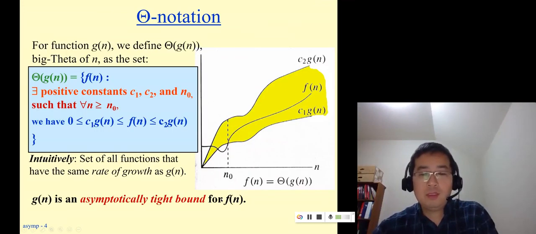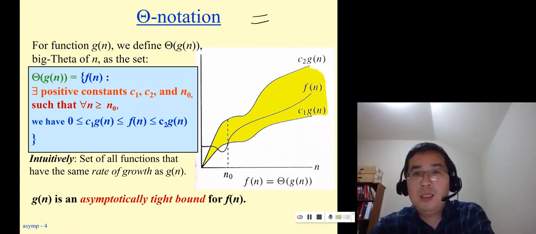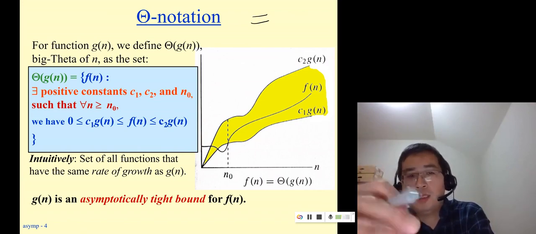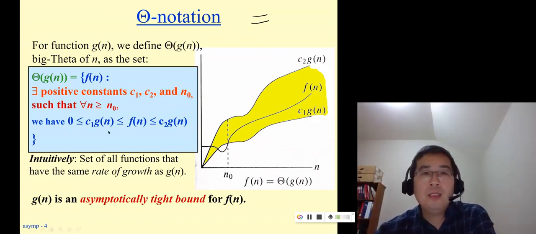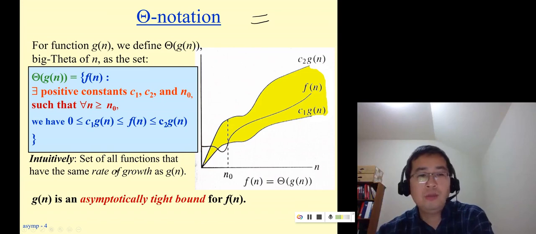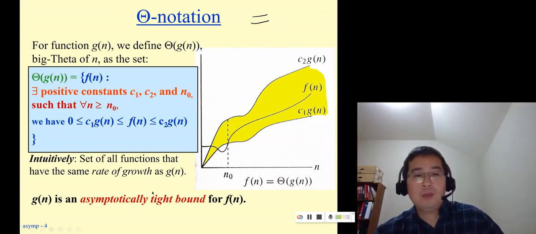Okay, let's look at the first one, the theta. Theta seems like the easiest one because it's like equal. Equal means they have the same complexity, exactly the same, not too big and not too small. So they are the same. Okay, so we define this one. We give a definition in this rectangle and show the example on the figure on the graph, and then give the intuitive meaning, and also give further explanation.